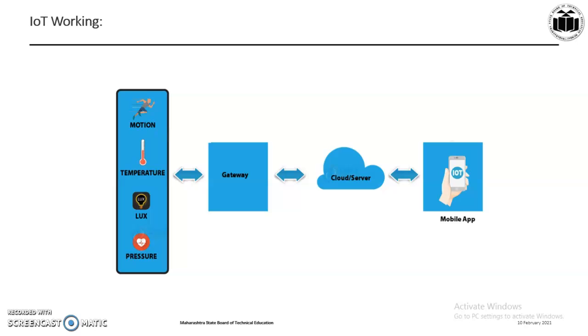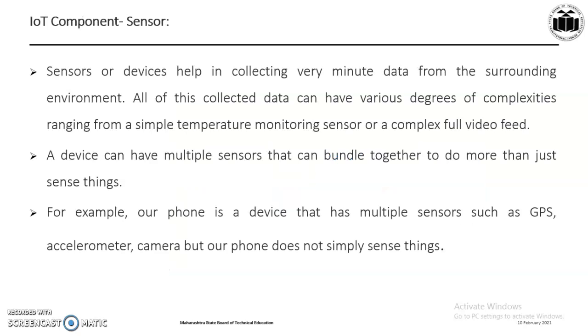This information is then given to the gateway. The information from the gateway is then provided to the cloud or server, and finally that information will be provided to the user either by using a mobile app or by using a website link.